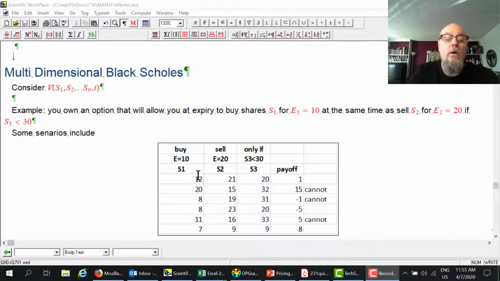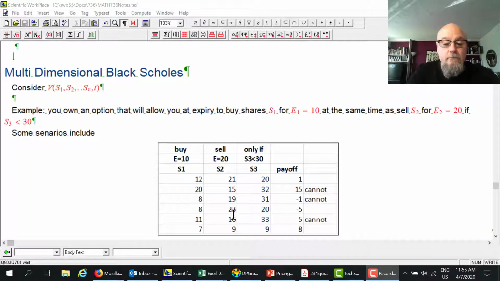Other scenarios. As long as stock 1 is above 10 bucks, I would want to buy. Here, I don't want to buy. Do I want to sell it for 20 bucks? Yes. But I can't even do it anyway, and even if I did, I'd make $1 here, lose $2 there, so my payoff would be negative. So the payoffs are a minimum of 0 if we don't exercise it. I can't do it because stock 3 is above $30, and even if I could, I wouldn't want to because I would lose $1.